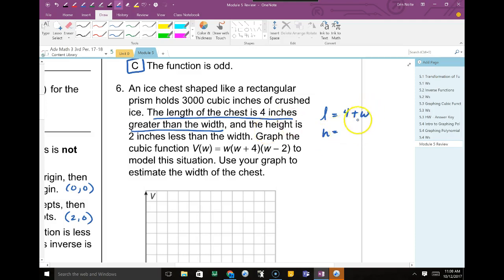How would you do 2 inches less? Oh yeah, it kind of just showed us that. Anyway, good to know, in case they don't. Graph the cubic function and model the situation. Use your graph to estimate the width of the chest.